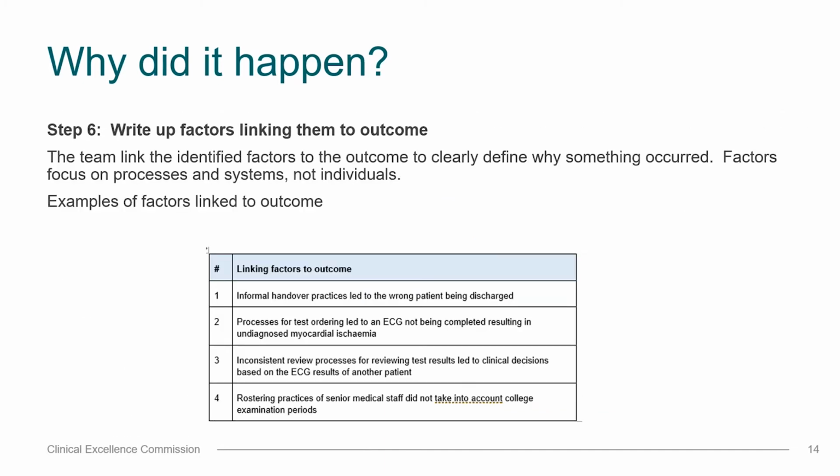The team then link the identified factors to the outcome to clearly define why something occurred. Factors focus on processes and systems, not individuals. So our first example of linking a factor to an outcome is that informal handover practices led to the wrong patient being discharged.